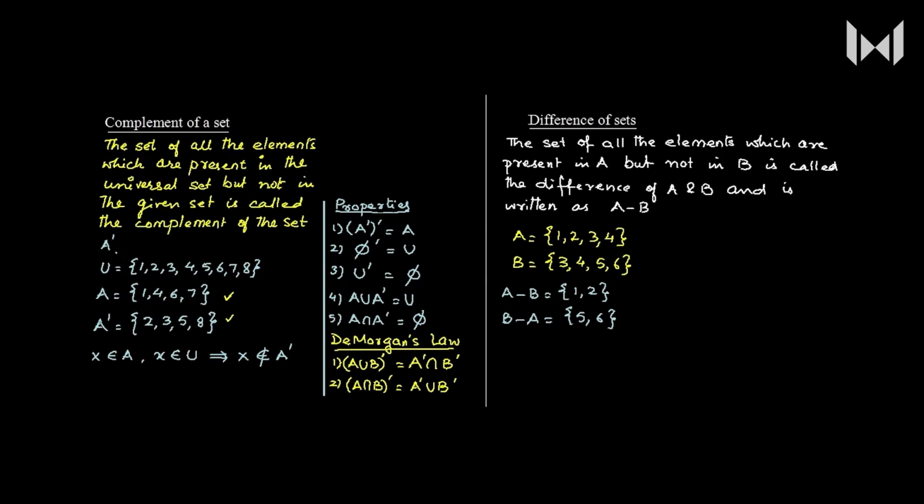And a very important rule, A minus B can also be written as A intersection B complement. Now this is important, and please remember it. We shall prove it using Venn diagrams in one of the later videos.